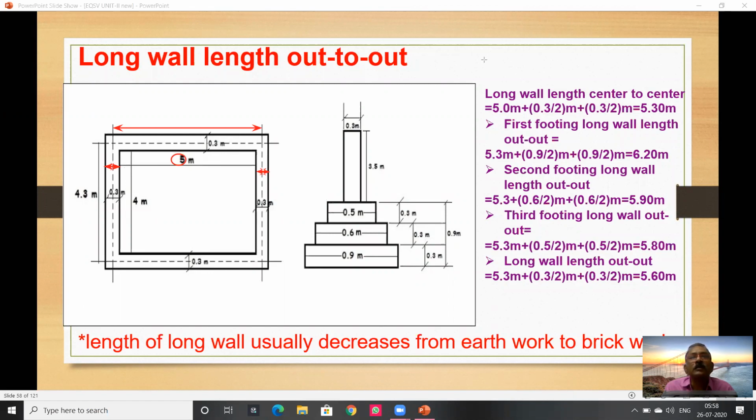Now, the first step is to calculate the long wall length, center to center. That is 5 meters plus 0.3 by 2 meters on one side, and 0.3 by 2 meters on the other side. So you get the center to center length of the long wall as 5.3 meters. This is the long wall length.